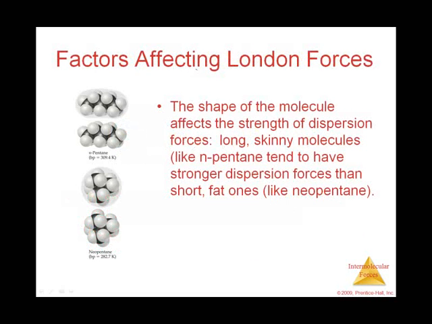So the things that affect London dispersion forces are the shape of the molecule, right? So here I have basically the same formula, and here this pentane is more linear. Here it's more circular, and because this has more surface area and more electrons on the surface, it tends to have slightly greater London dispersion forces.